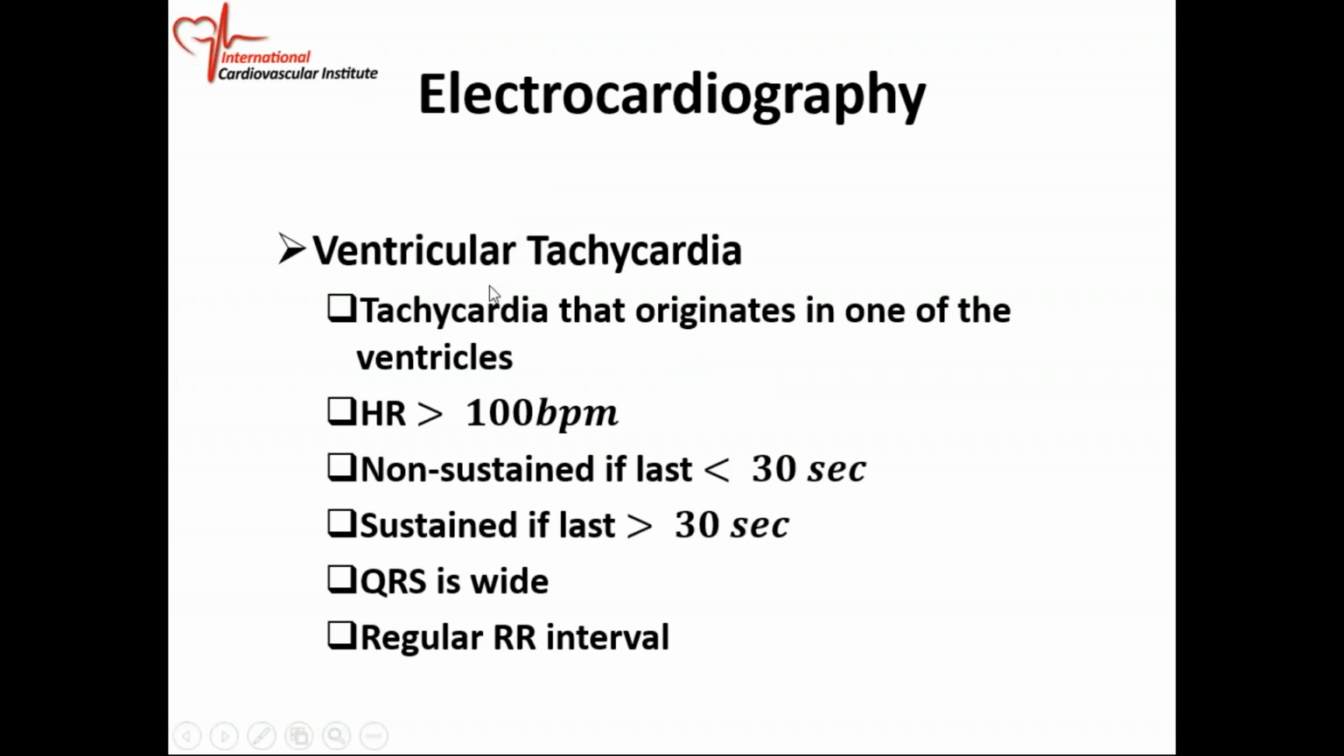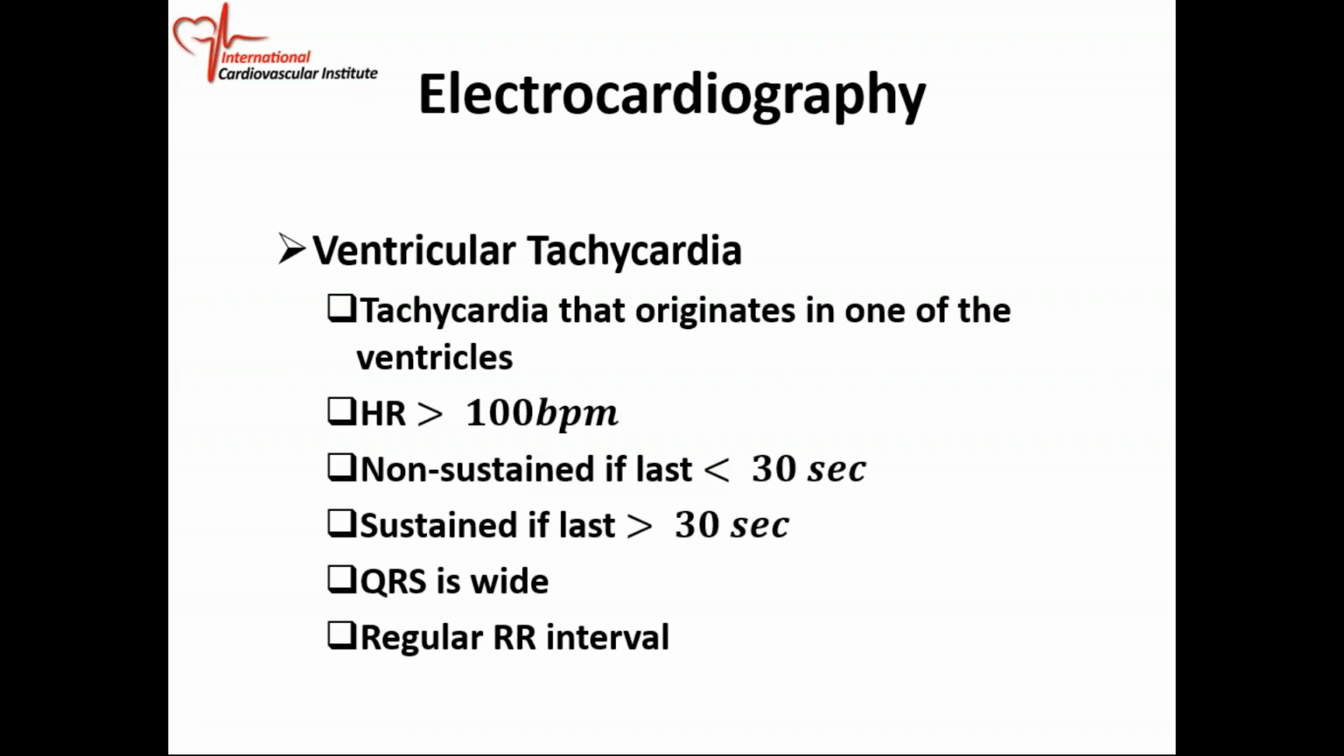And again, the heart rate is supposed to be greater than 100 beats per minute. But we have what you call sustained and non-sustained ventricular tachycardia. It is sustained if you have these PVCs all in a row lasting for more than 30 seconds. So if it lasts more than 30 seconds or you have more than 30 PVCs in a row, this is what we call sustained ventricular tachycardia. If it lasts less than 30 seconds or there are less than 30 PVCs in a row, it is a non-sustained ventricular tachycardia. This definition is very important.